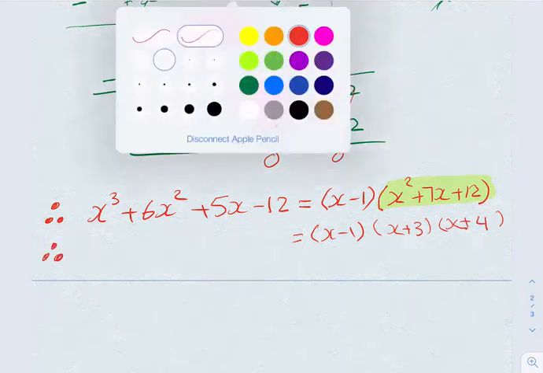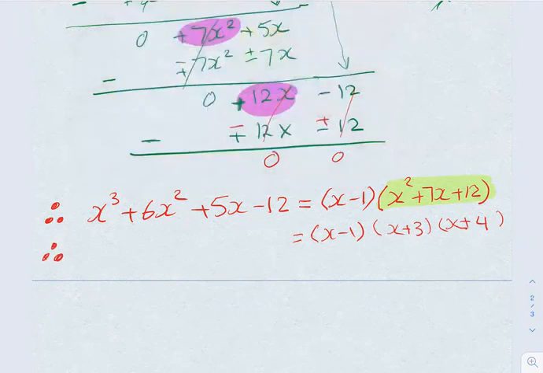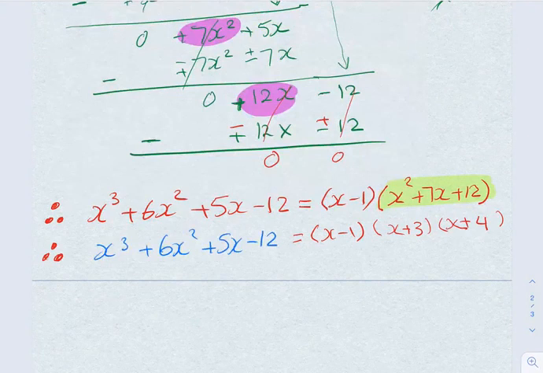Therefore, x cubed plus 6x squared plus 5x minus 12 equals these three factors multiplied together, and that's it.